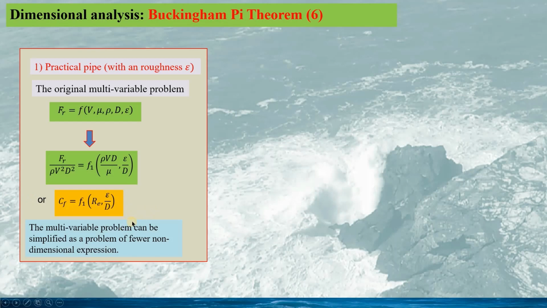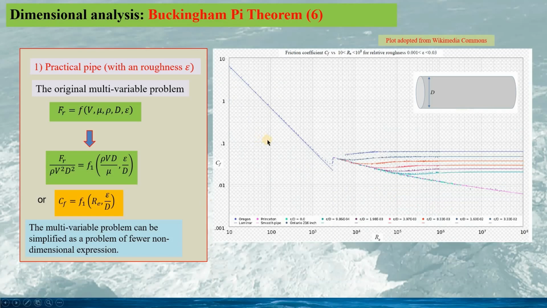So we can see in such a way the problem can be much simplified after using the dimensional analysis. Now the problem can be presented in this plot, and this plot would give us all the necessary information we need for the pipe flow friction.